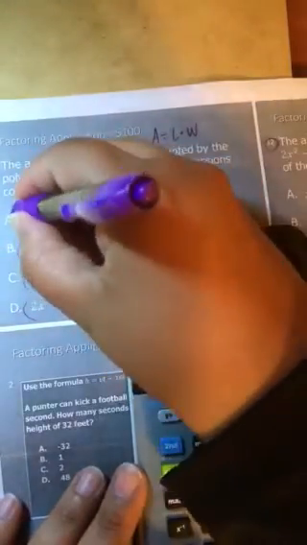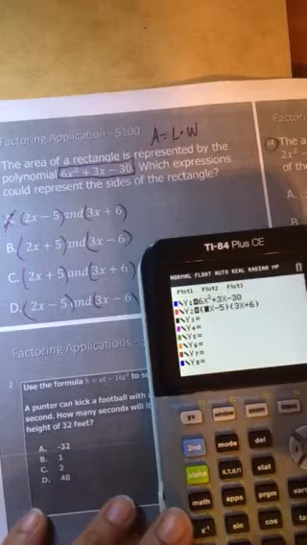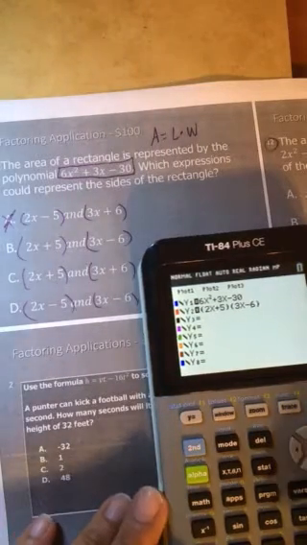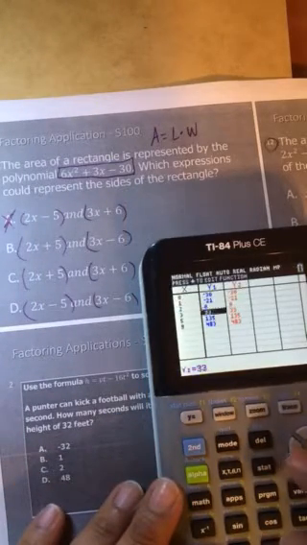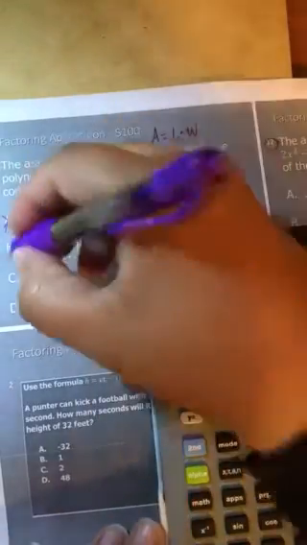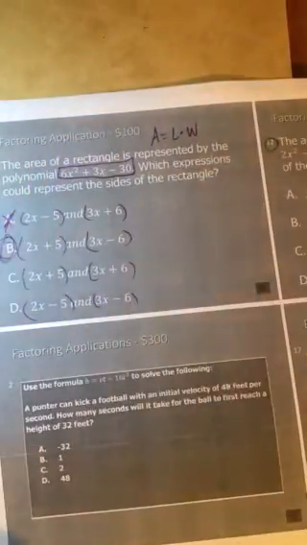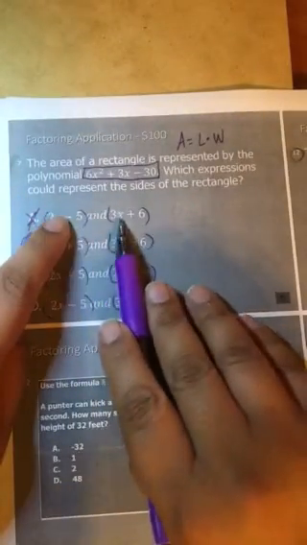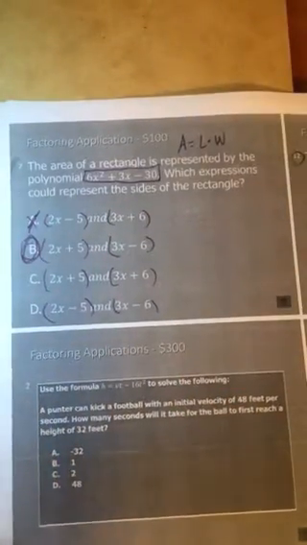Those numbers don't match. A is not my answer. The only difference between A and B is that this is a plus and this is a minus. Second graph. These match all the way through. There's my answer, B. Alright, so again on this one, you needed to make sure that you're multiplying these two, or putting parentheses around them, and then we're putting them in y1, y2. Alright, last one.